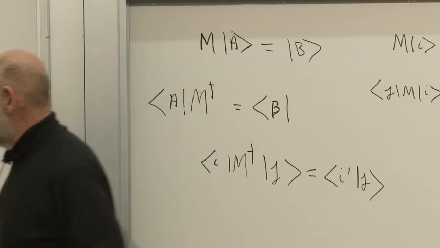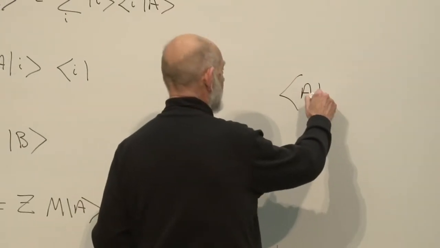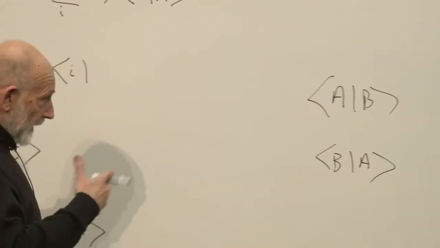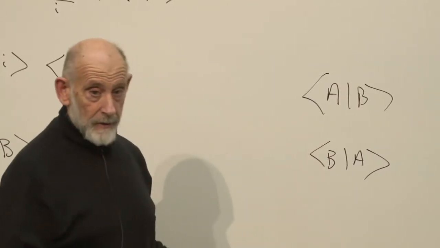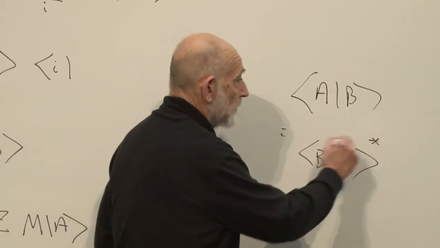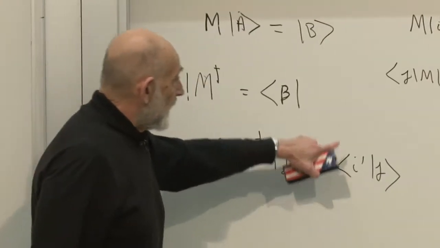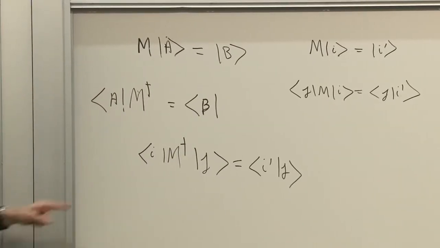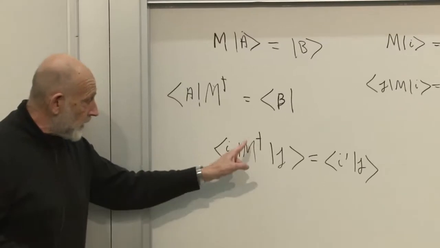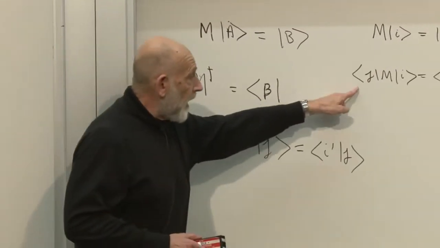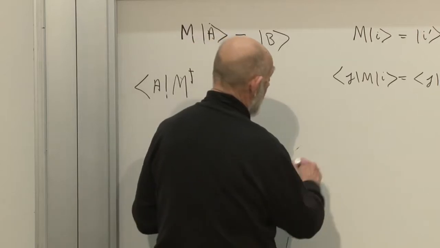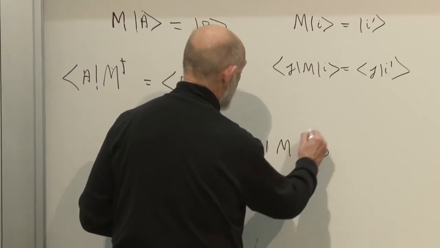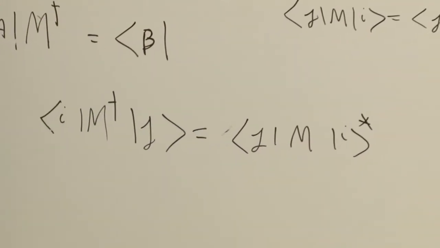If you take two vectors, A and B, and you think of them in the opposite order, the bra A times the ket B versus the bra B times the ket A, the relationship between them is just complex conjugation. So this here is just the complex conjugate of this. So what we've derived is that the ijth matrix element of M dagger is the complex conjugate of the jith matrix element of M.